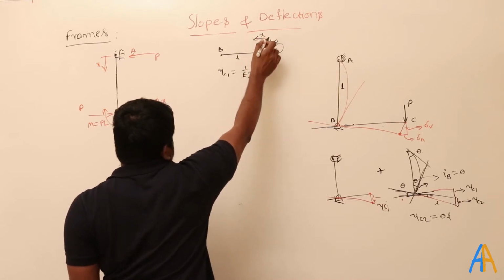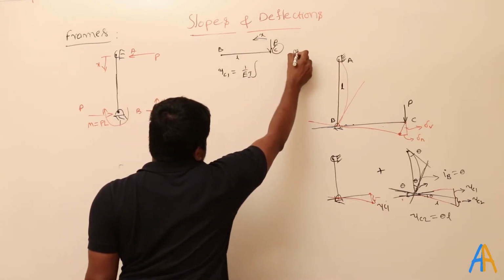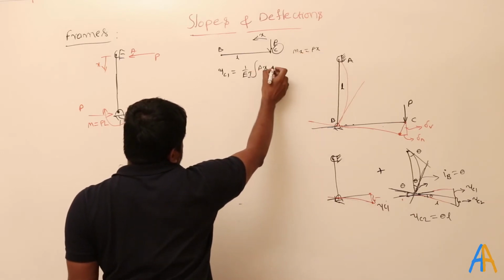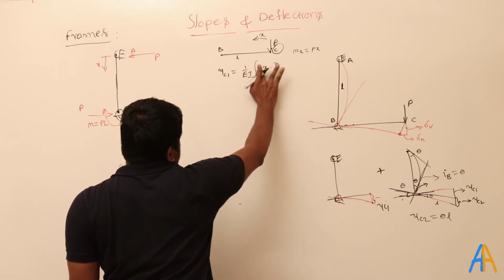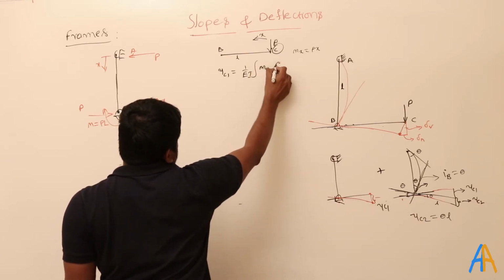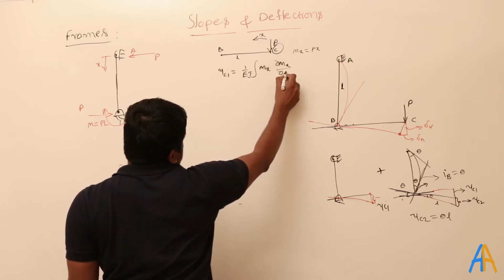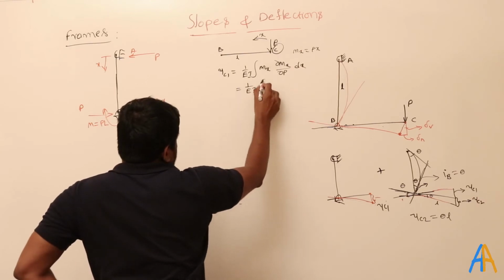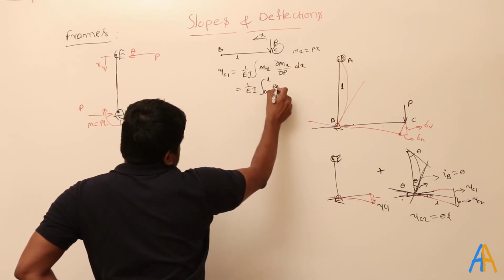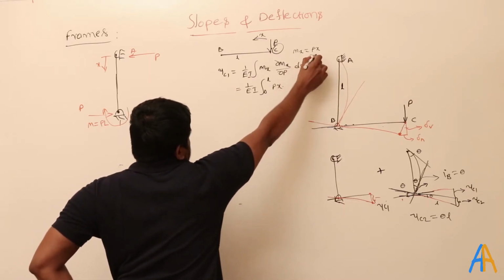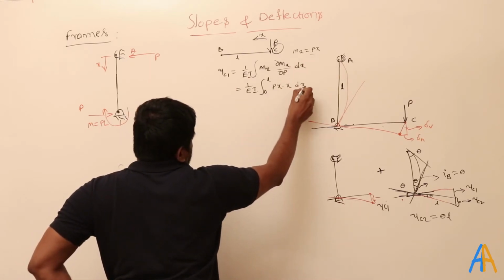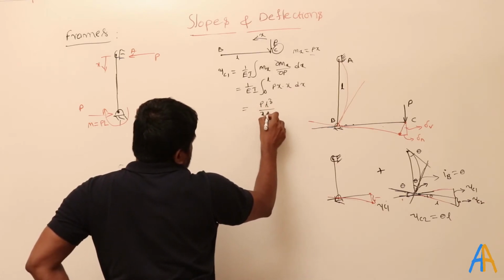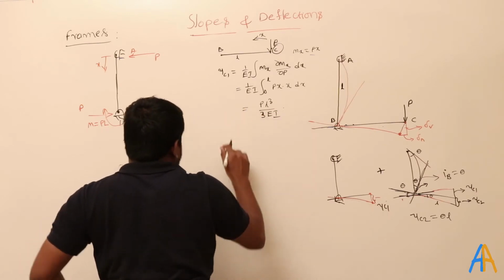If I take x from this, then Mx is how much? Mx equal to P into x. The formula is Mx into dou Mx divided by dou P into dx. Then 1 by EI integral 0 to L, Mx is P into x, and differentiation of this with respect to P is x, into dx. If I substitute this, then PL cube divided by 3EI. This is the YC1.